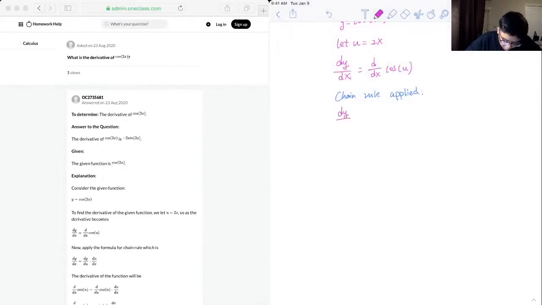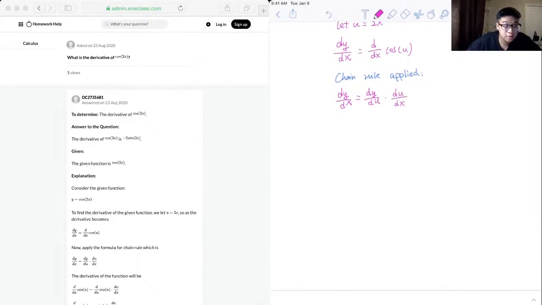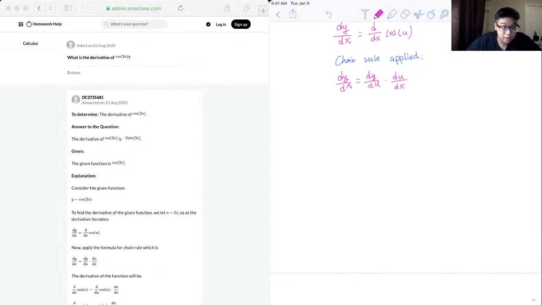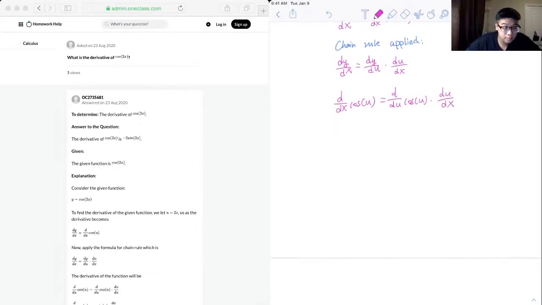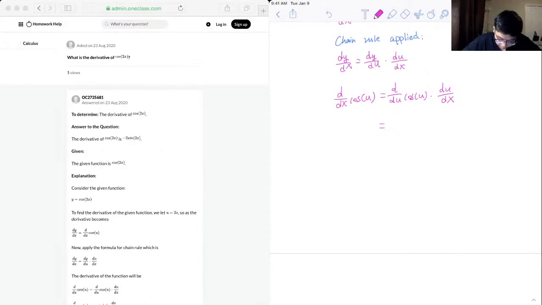We'll have dy/dx is equal to dy/du times du/dx. So the derivative of cosine u is equal to the derivative of cosine u times du/dx, which is going to be negative sine u times du/dx.